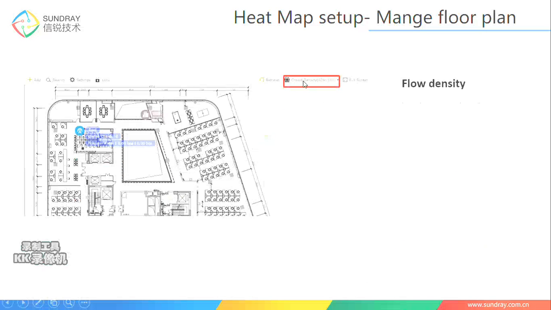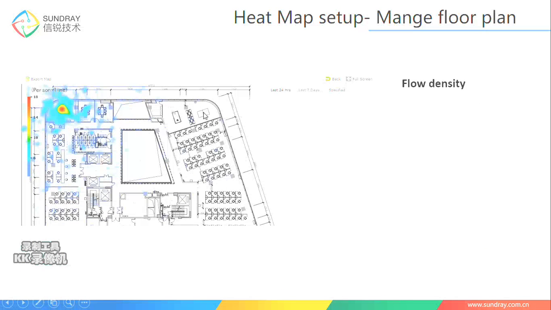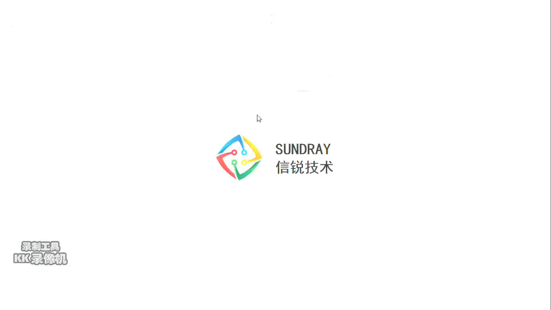And then we click the crowd density, the flow density, and this heat map will appear. But it takes approximately 10 minutes to get the data from the controller to show it.